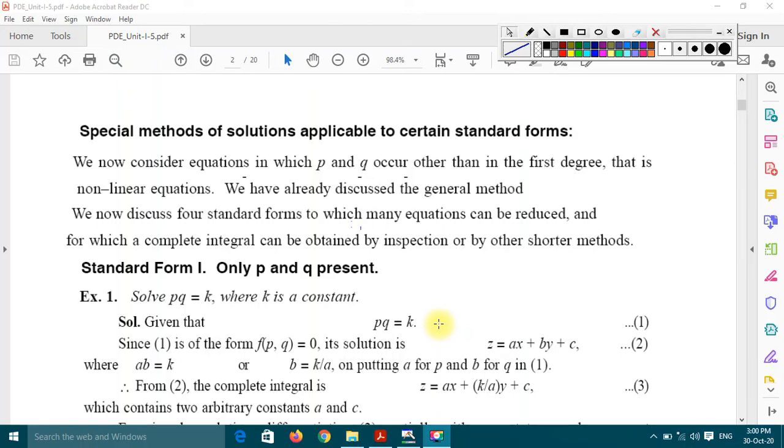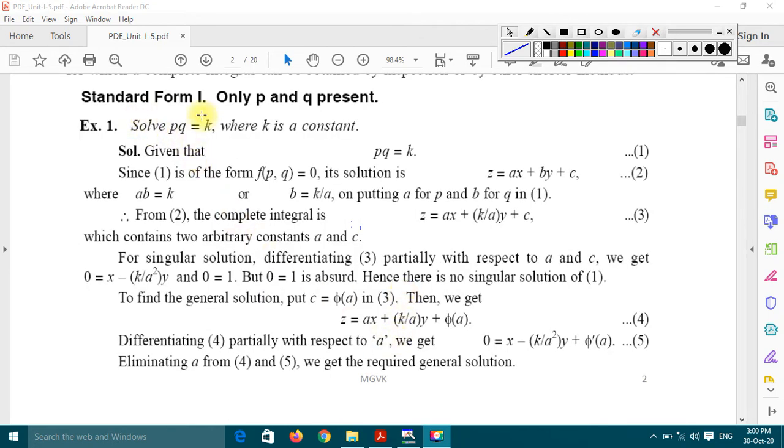Now, in Charpit's method, we have found solutions of different differential equations. There are several methods, several standard forms, especially four standard forms, for finding the solution of the given differential equation. For this, we assume standard form number 1. In this form, only p and q are present in the differential equation.